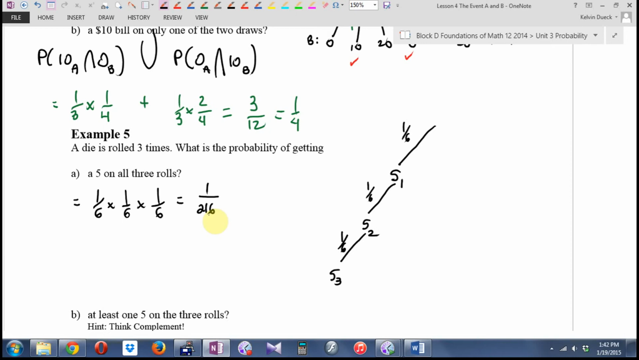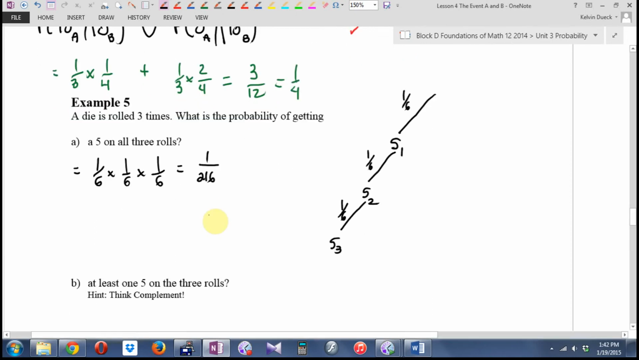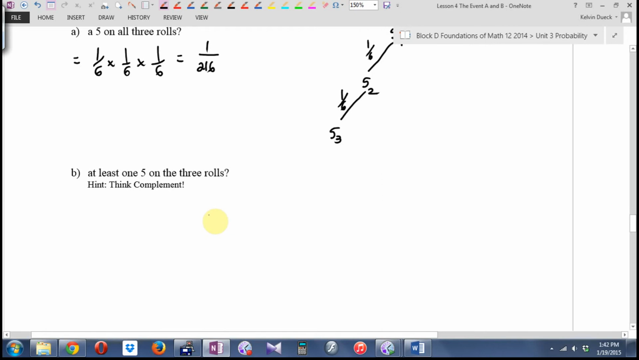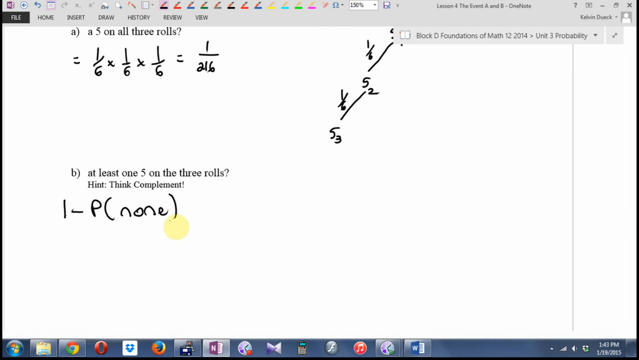If at least 1 means 1 or 2 or 3, what's the opposite of that? None. Think about it. The opposite, the complement to at least 1 is none. So, an easier way to solve this is going to be, and this is where the complement can come in very handy and save you a shortcut, because the complement has to add to 1. So what's the opposite? What's the complement of at least 1? Nothing. So you ready?